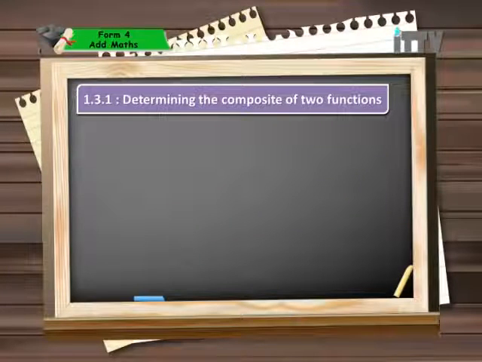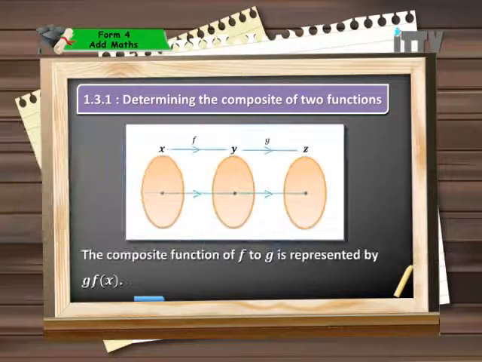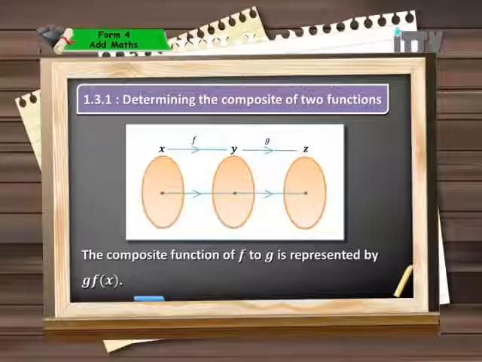Determining the composite of two functions. The composite function of f to g is represented by g(f(x)). This takes a bit of getting used to, viewers, because in the diagram, f seems to come before g. However, in the notation that you see in the statement given, we should write it as g(f(x)).